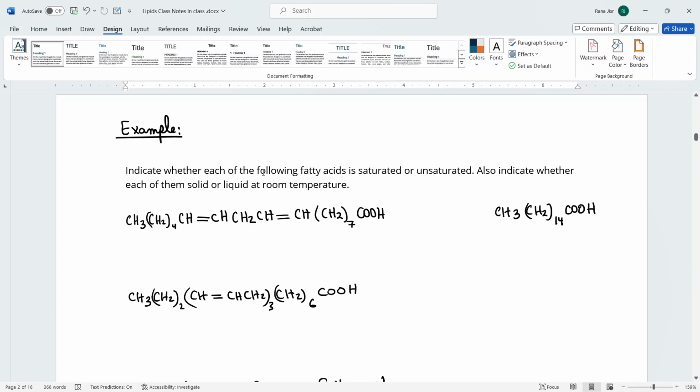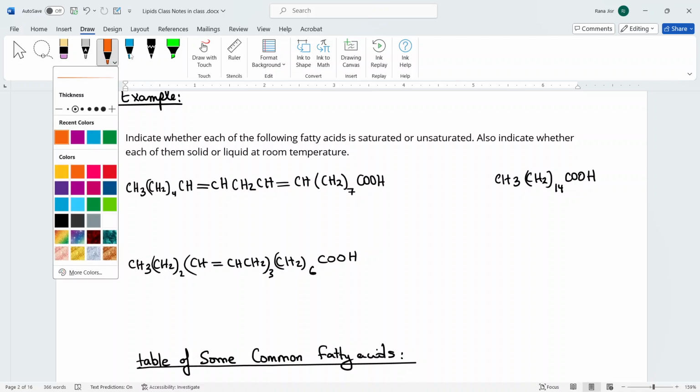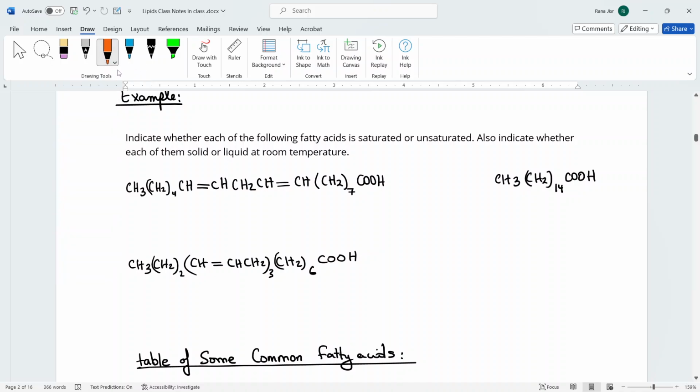So indicate whether each of the following fatty acids is saturated or unsaturated. In order to answer this, the first thing you need to do is look at the fatty acid and see if it has a double bond or not. If it doesn't have a double bond, like this one, then it's going to be saturated. And if it has a double bond, then it's going to be unsaturated. And this one is going to be unsaturated as well. Then I need to count how many double bonds I have.